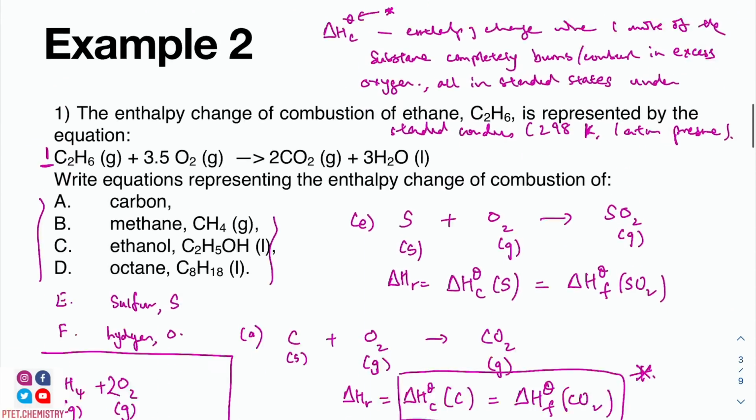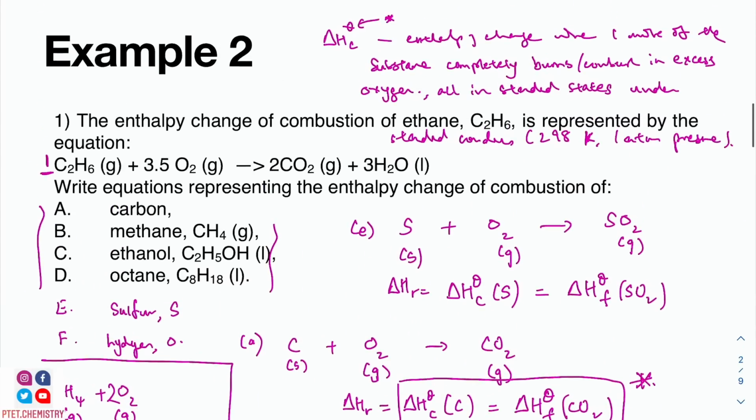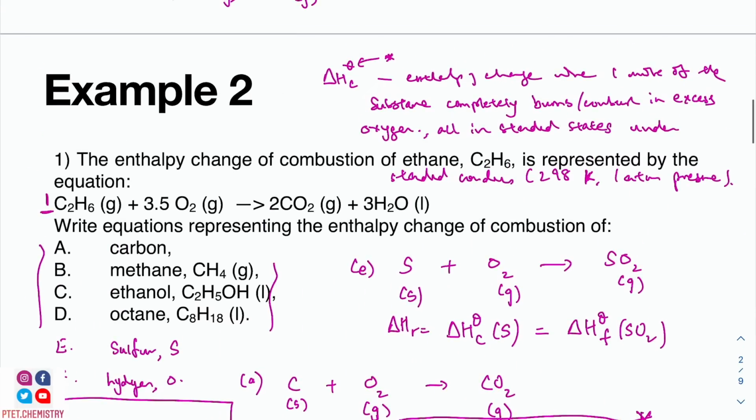Okay? The same thing with combustion, I'm running out of space, but I'll find a space to write, is that the enthalpy change of combustion of oxygen is always 0. Again, it's down to the definition. You are burning oxygen in oxygen. So oxygen itself is not flammable, yeah? In case you don't know it, oxygen is not flammable.